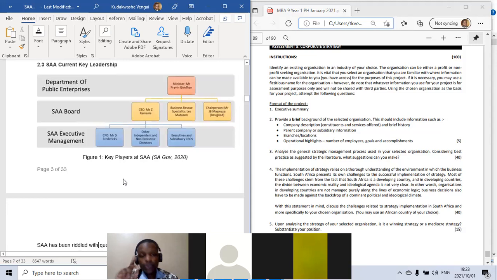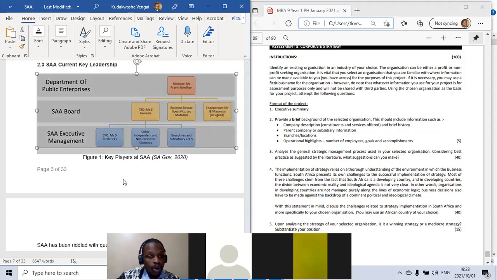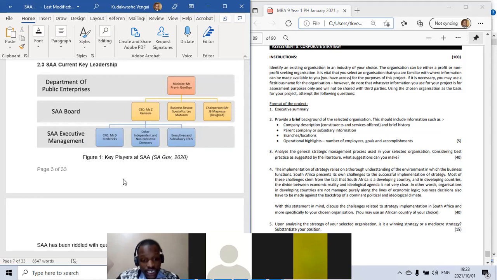Although that part, you can skip, it was not really that necessary. But you can even give more information, if it's SAA, for example, the current holding company, the subsidiaries, there is Mango, there is this type of airline, all of them are under SAA. Just provide a brief background about the company, where it's located, its various operational activities, its current number of employees, its current profitability, its current accomplishments that it has made.